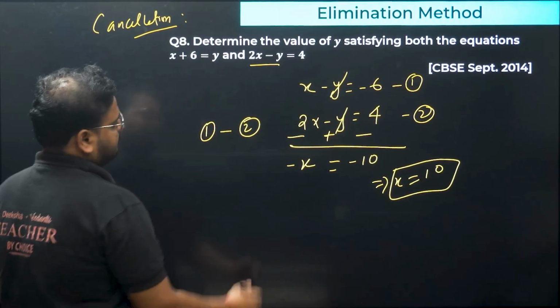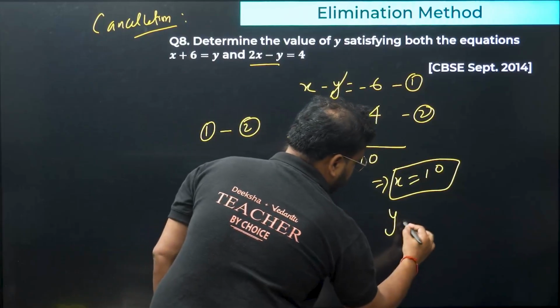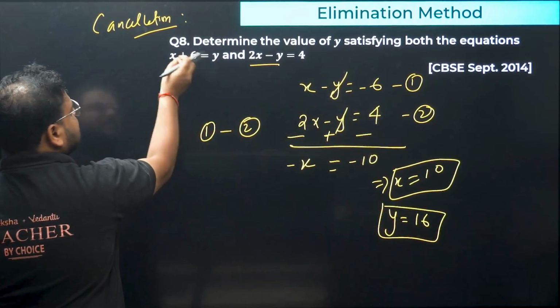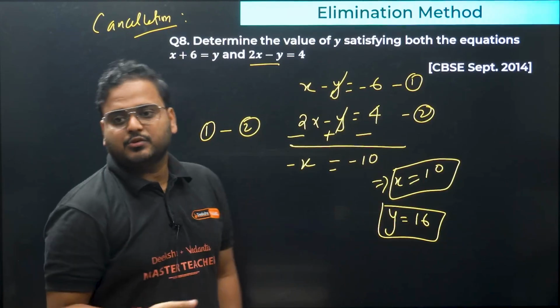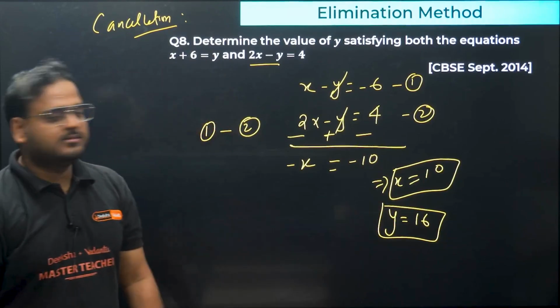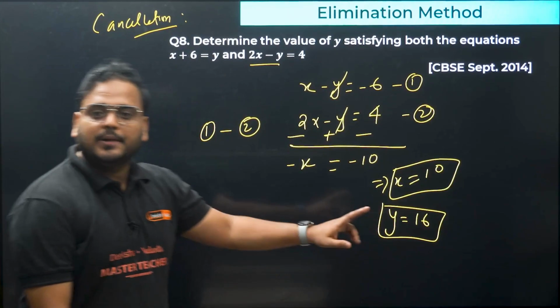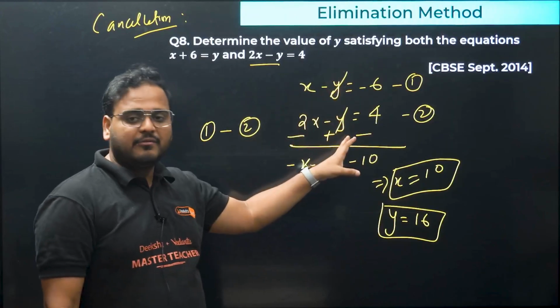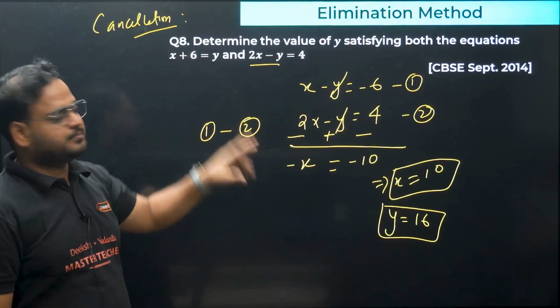Put here x as 10. y is x plus 6, right? So 10 plus 6, so 16. x is 10, y is 16. Very simple question. Done. What did we do over here? We eliminated the variable y with the help of cancellation.